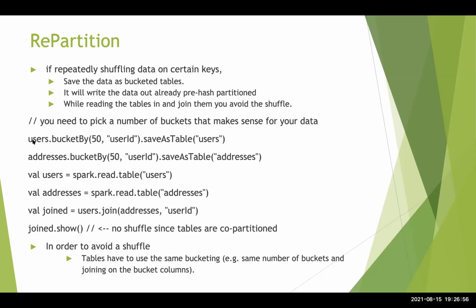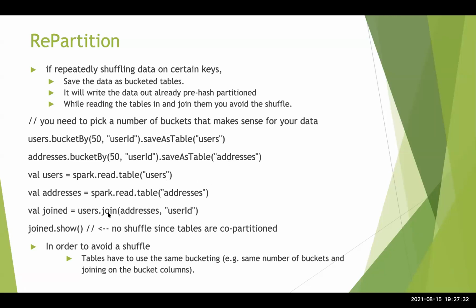Users I have read, and I'm saving the users data set, or RDD or data frame, with bucketBy. This is the number of buckets I'm giving, and this is the column over which bucketing is happening. I'm saving this using saveAsTable and giving the table name. For address also I'm giving this many buckets and the column over which buckets should be created, and I'm saving this as the address table. Now I read it back. This is the user table I saved. I do spark.read.table user, the same name I'm giving here, and spark.read.table address, the same name.